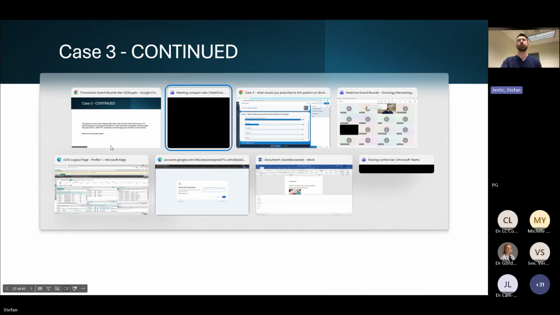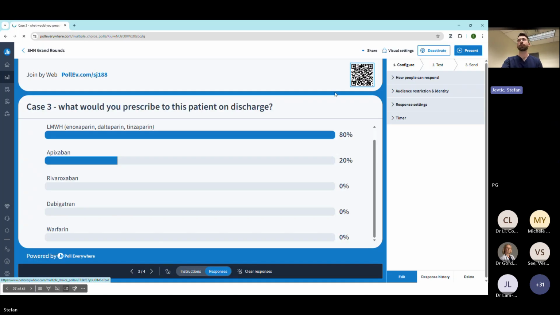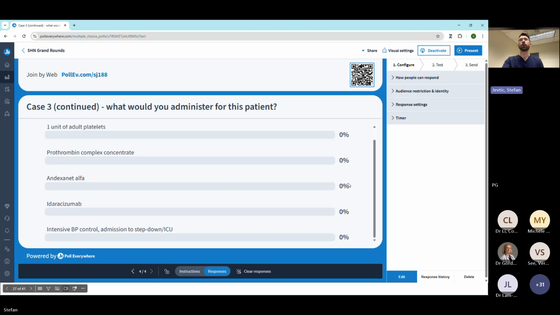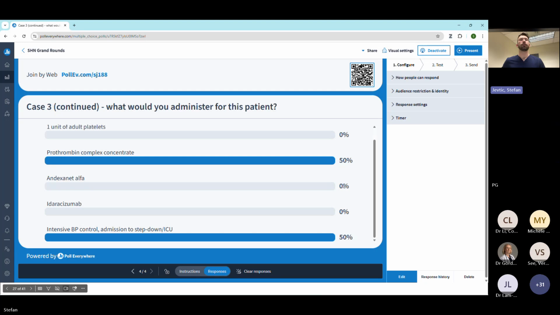So what is the next best step? How do we approach DOAC reversal? This is our last poll. So do we give 1 unit of platelets? Do we give PCC? Do we give andexanet alfa, idarucizumab, or intensive BP control and admission to step down or ICU? I think you can choose more than one. PCC, step down ICU.